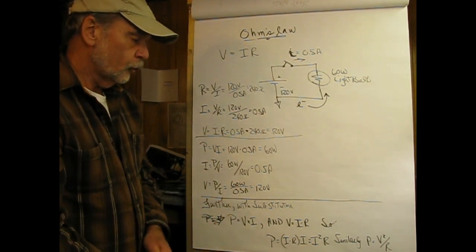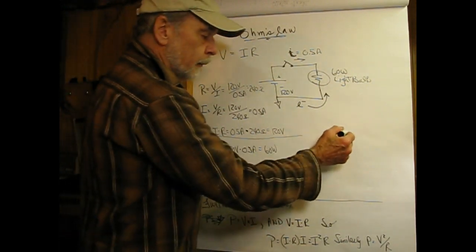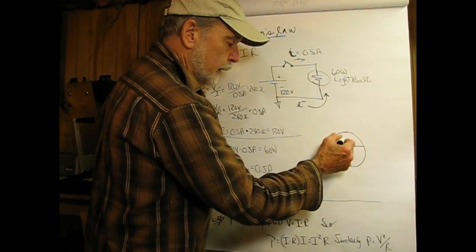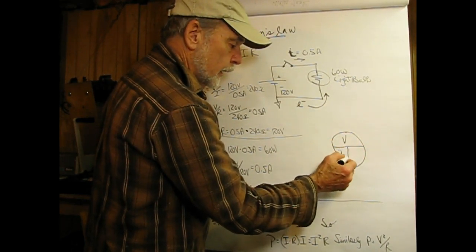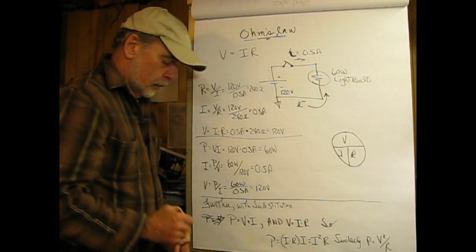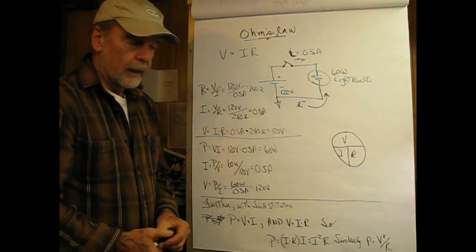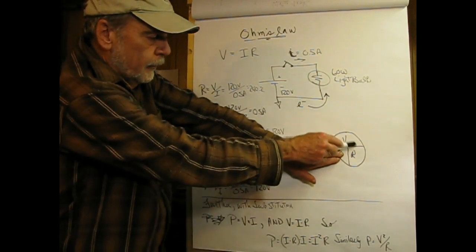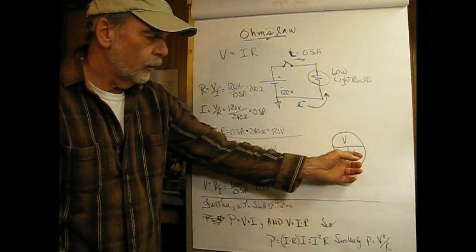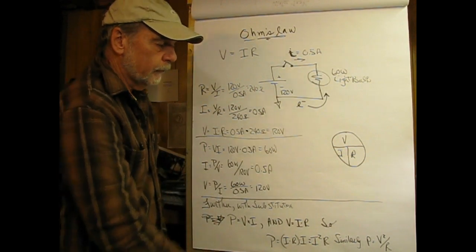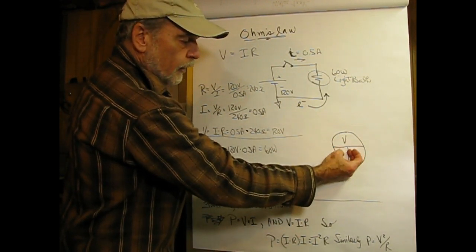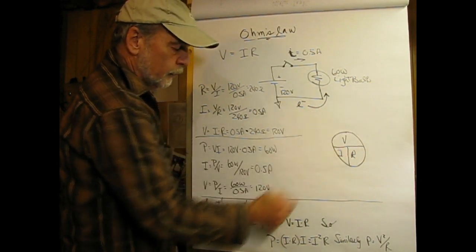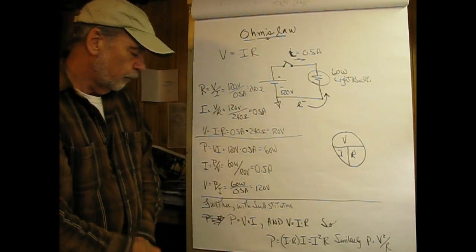Now, an easy way to remember this is kind of a pie chart where we have V, I, and R. So we cover up the one we want. For example, if I want current flow, I can see that it's V divided by R. If I want to find out what the resistance is, it's V divided by I, and conversely, if I want to find the voltage, it's I times R. So that's kind of helpful.